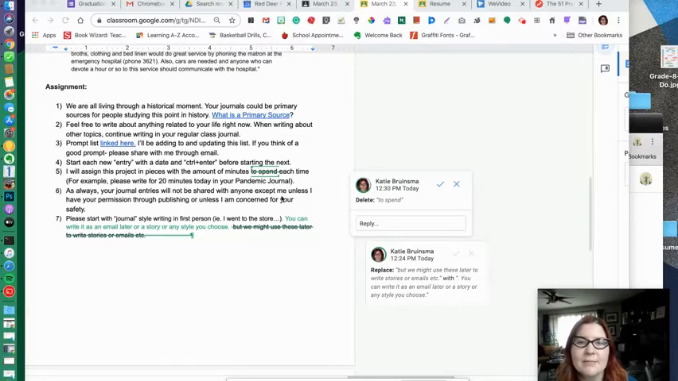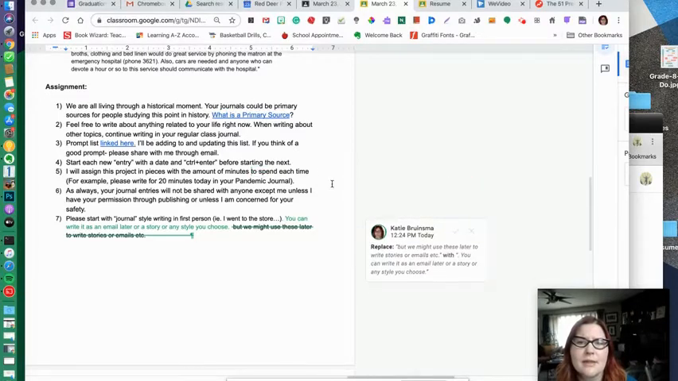In some cases, it might be a wording suggestion. You're the author, so you get to make the final decision about the way the words go together. In this case, I'm suggesting that "to spend" are not necessary. So instead of "in pieces with the amount of minutes to spend each time," I'm saying we should just go "the amount of minutes each time." I don't agree with that suggestion, so I'm going to go ahead and click on the X. Okay, and then it didn't change it because I didn't agree with it.